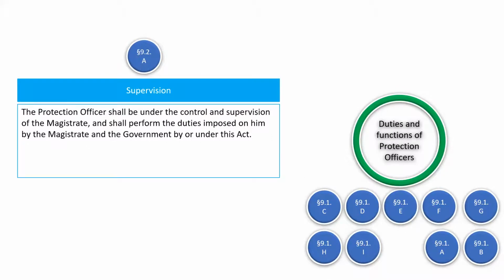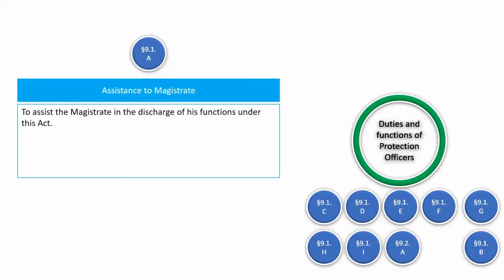The protection officer shall be under the control and supervision of the magistrate, and shall perform the duties imposed on him by the magistrate and the government by, or under, this Act. It is the duty of the protection officer to assist the magistrate in the discharge of his functions under this Act.